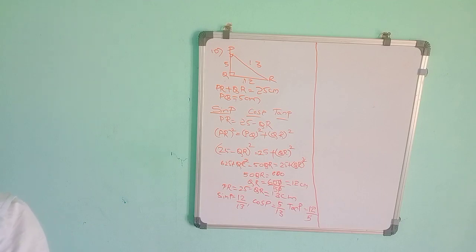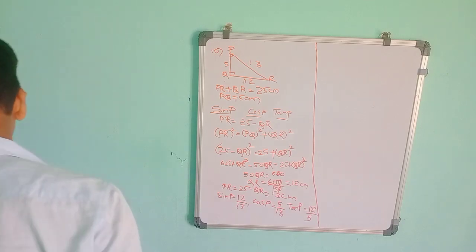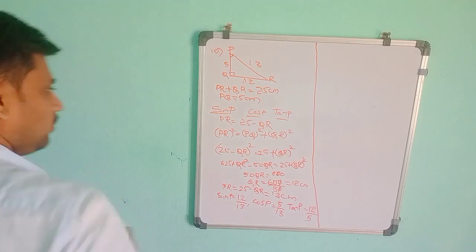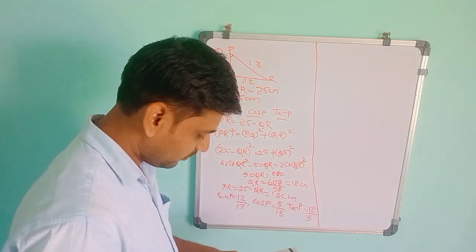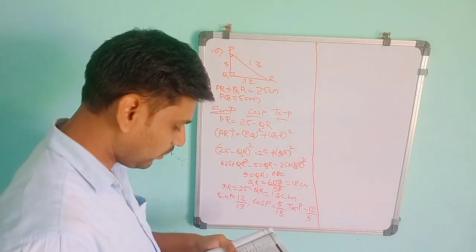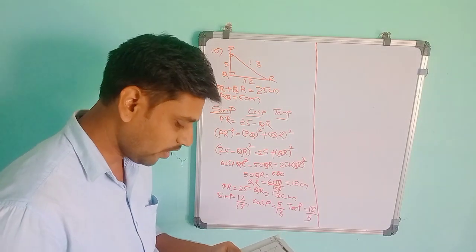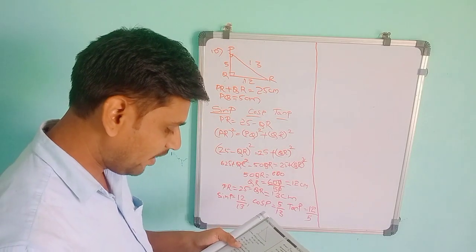Then next, you have to say whether the following are true or false. So we have to find the statements. Based on those statements, we have to tell whether it is true or false and justify your answer. So first one, the value of tan is always less than 1.